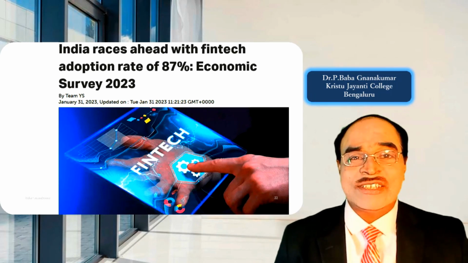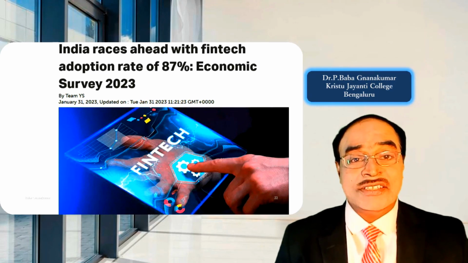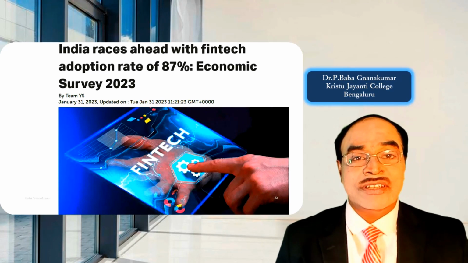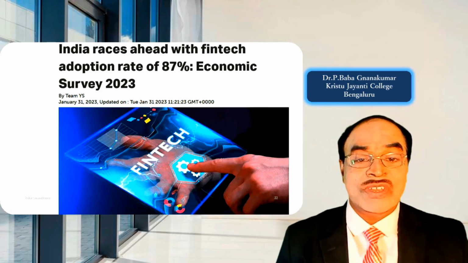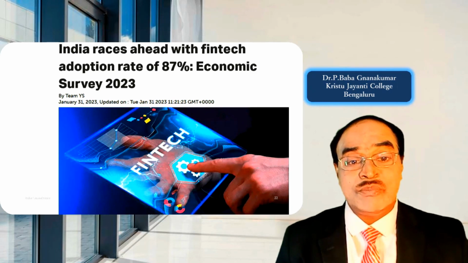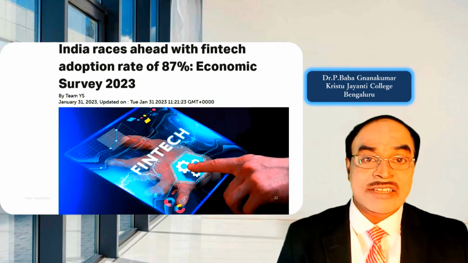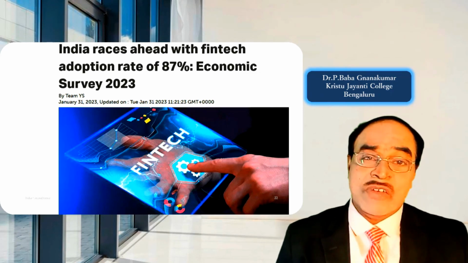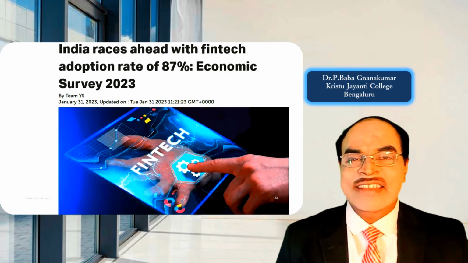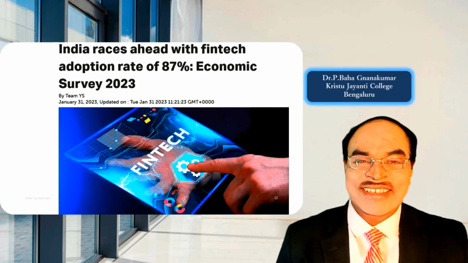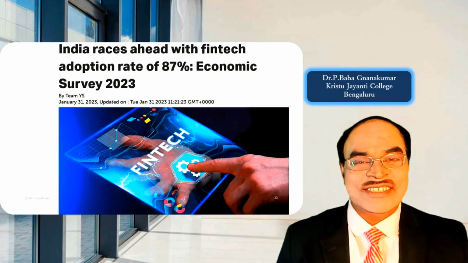You know about the fintech firms in India. Now it is having a tremendous increase. A recent government survey clearly mentioned that India races ahead with a fintech adoption rate of 87%. The Economic Survey of 2023 mentioned this, and our finance minister quoted it. That means the fintech firms are having very good customers and a mushrooming growth in India. That is why we are going to discuss these fintechs in India.